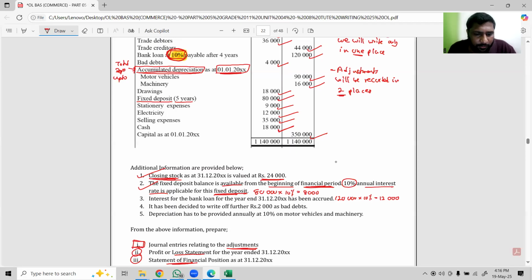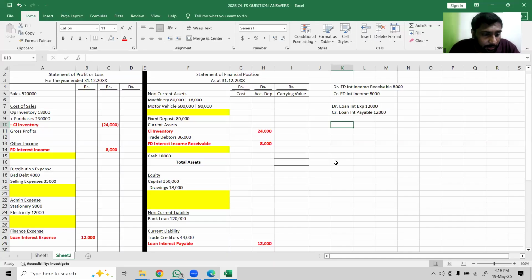Next one. The business has decided to put another 2,000 for bad debt. Another 2,000. So already we have 4,000. Put another 2,000 for bad debt. Debit the bad debt expense 2,000.